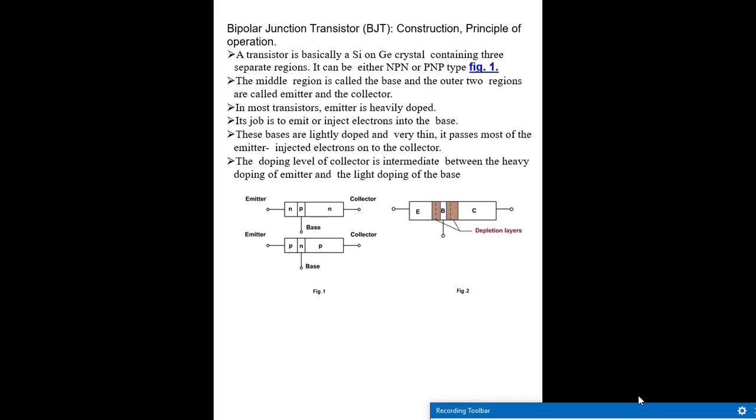In this, we have EBC: emitter, base, and collector. Emitter emits the charge carriers, base collects the charge carriers, and collector collects the charge carriers. And we have two different types of junctions. One is emitter base, and the other one is base collector. So we have two depletion layers, and therefore emitter emits electrons.